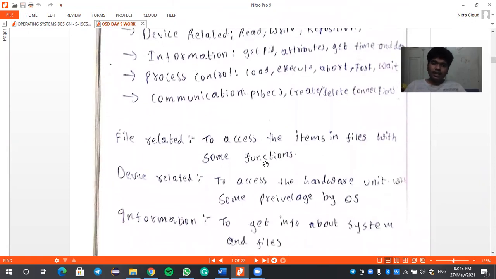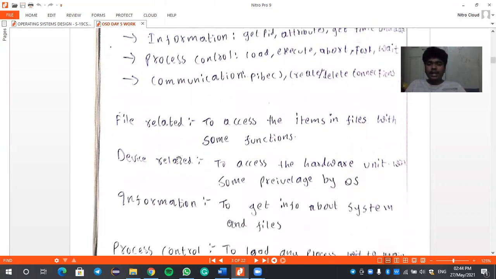What is meant by a file related system call? It is used to access the items in files with some functions. What is meant by accessing the items in files? If we consider a command to create a new file, then the CPU needs to get into the register and create a new register for that file. To create that register, the system call, that is the kernel, should do some process. With these functions and this command, it performs a process related to the file, which accesses all the items in the file and does the required things. So this is about the file related system call.